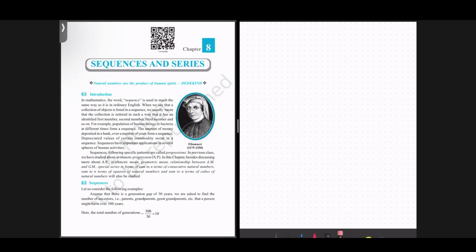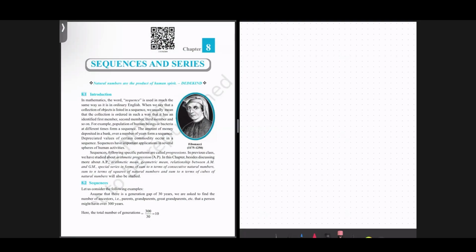In the previous session, we had started the chapter sequence and series, and we had completed exercise 8.1, and we had also gone through at least half of the part of exercise 8.2 as well. So in today's session, we'll be seeing all the other questions that are remaining of this particular exercise, and we are going to find out how we're going to be able to solve them, right?